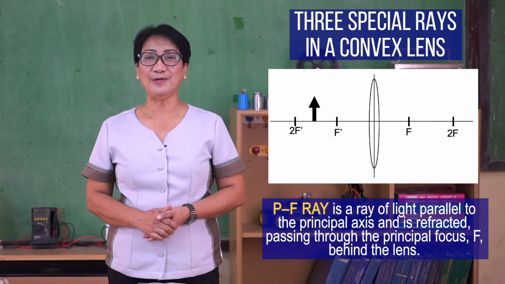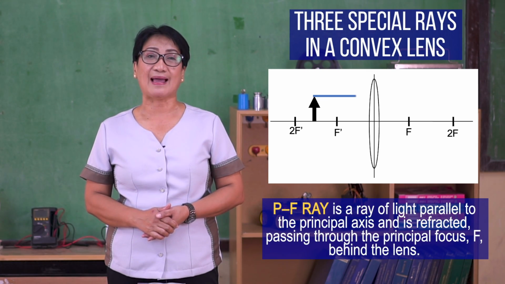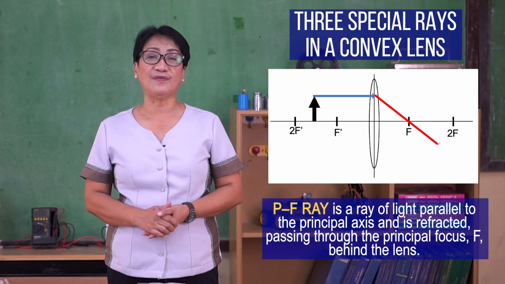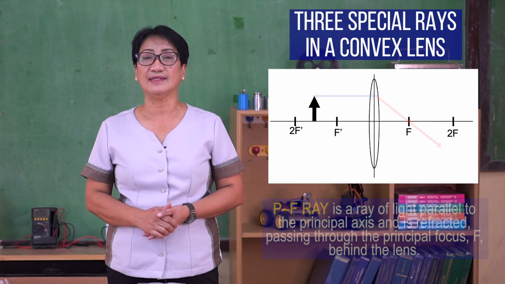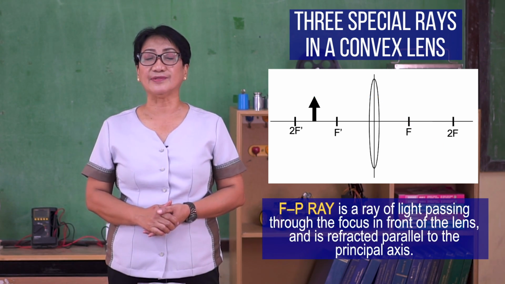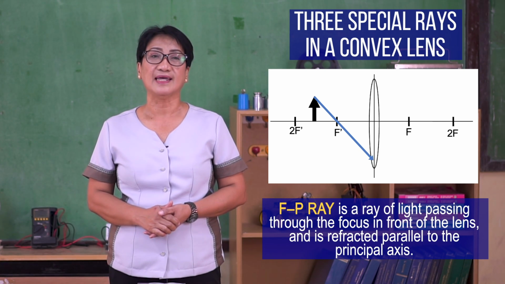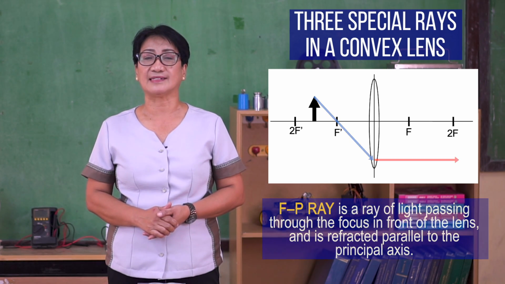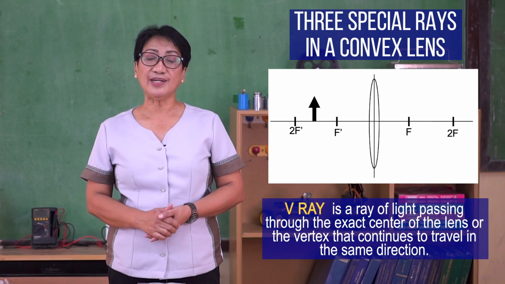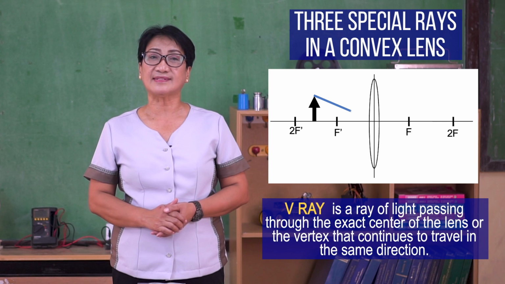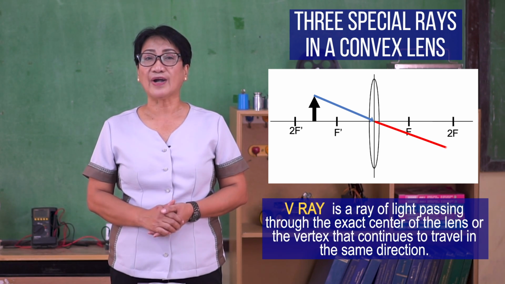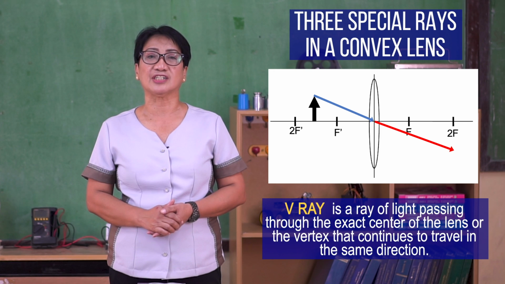PF ray is a ray of light parallel to the principal axis and is refracted, passing through the principal focus behind the lens. FP ray is a ray of light passing through the focus in front of the lens and is refracted parallel to the principal axis. V-ray is a ray of light passing through the exact center of the lens, or the vertex, that continues to travel in the same direction.